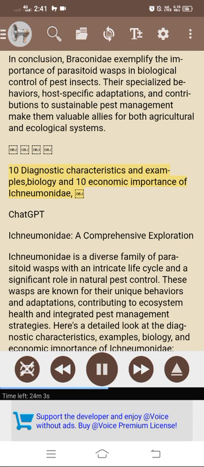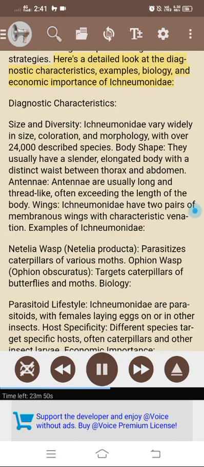Ten diagnostic characteristics and examples. Biology and ten economic importance of Ichneumonidae. ChatGPT. Ichneumonidae, a comprehensive exploration. Ichneumonidae is a diverse family of parasitoid wasps with an intricate life cycle and a significant role in natural pest control. These wasps are known for their unique behaviors and adaptations, contributing to ecosystem health and integrated pest management strategies. Here's a detailed look at the diagnostic characteristics, examples, biology, and economic importance of Ichneumonidae.